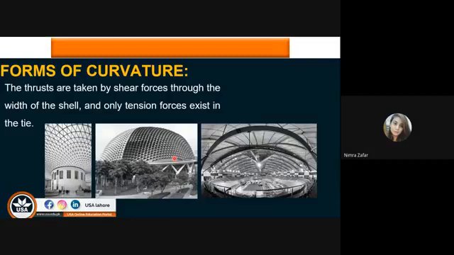Thrusts are taken by shear forces through the width of the shell, and only tension forces exist in the tie. Okay, all the shear forces are taken through this width of a whole massive shell, whereas we provide the ties to support this curvature on the walls or on any other support columns, and tension forces are basically taken by the ties. Shear forces are taken by the massive width of the shell, and tension forces are taken by the ties.